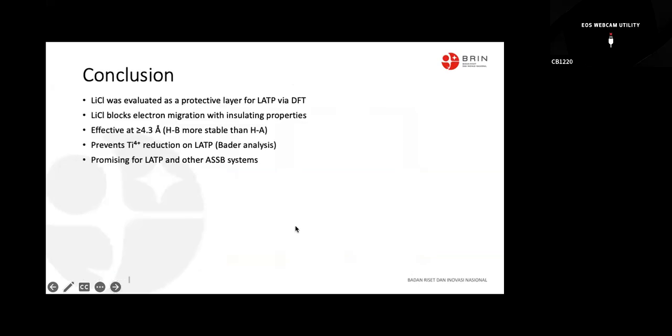So to conclude, our DFT study confirms that lithium chloride acts as an effective insulating barrier for LATP, blocking electron migration from the lithium anode. These results suggest that lithium chloride may be promising as a protective layer, not just for LATP, but also for other solid state battery systems. Okay, I think that's from me. Thank you very much.